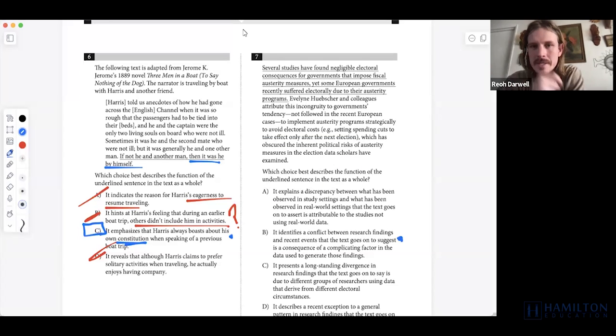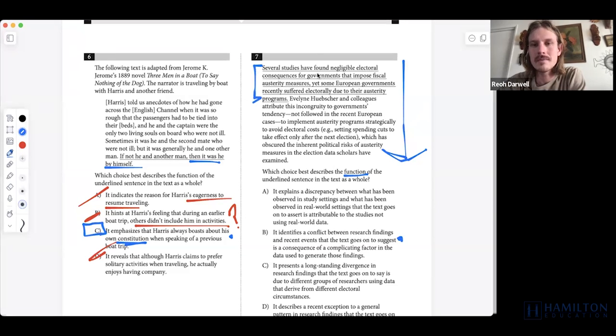Okay, here, question 7, we have another function question. All right, so this is asking about how does this underlined thing work in the context of the rest of the passage? So we have to understand what the underlined sentence says, right? And then we also have to understand what the rest of the text as a whole says. All right, so we need to get all the way through all of this. All right, so this is essentially kind of our topic sentence.